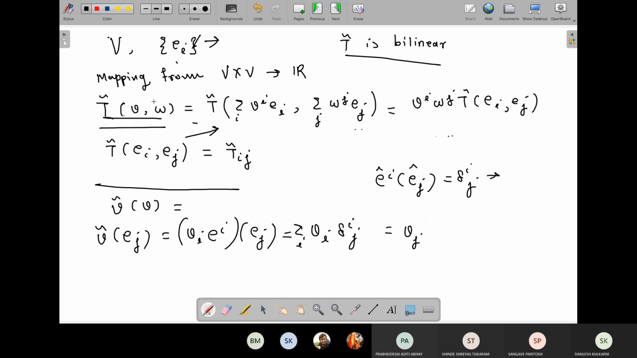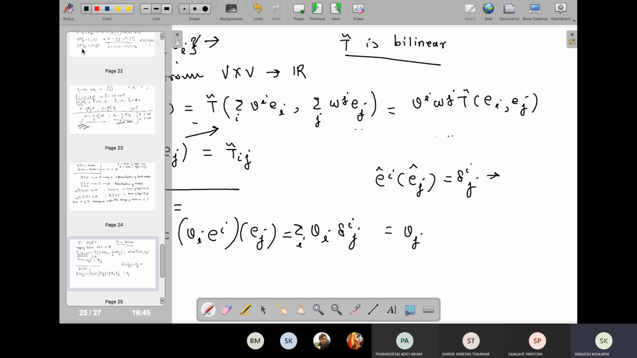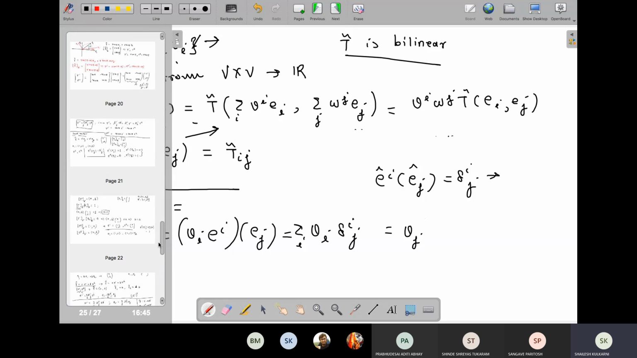Fine. So maybe I should stop here, because I want to do something else now. I want to formalize this. This is just a rough draft of your tensors, tensor of rank (2,0), tensor of rank (0,2), and so on. In the next class, we will formalize this in a proper manner. But what we need as the basics is your vector space, vectors and dual vectors.